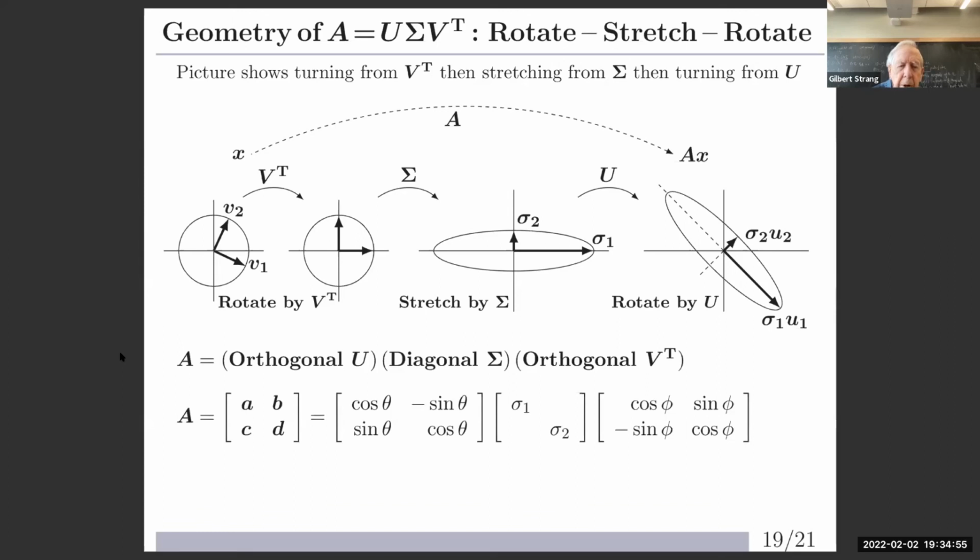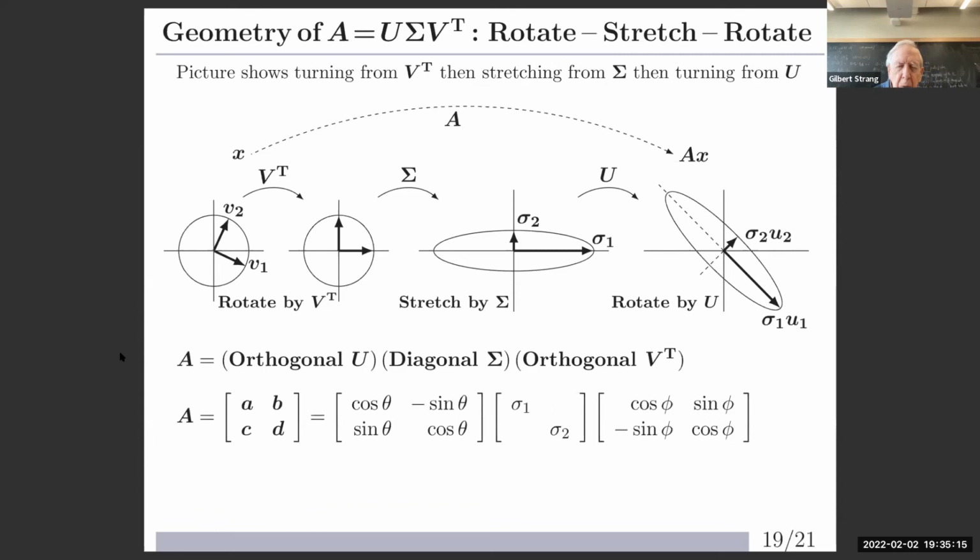And so every linear transformation, every matrix, is a rotation, followed by a stretch, followed by a rotation.